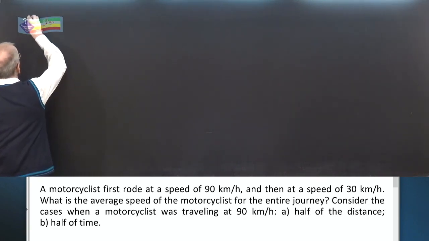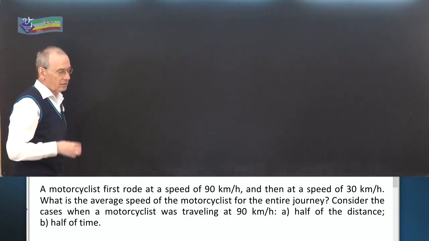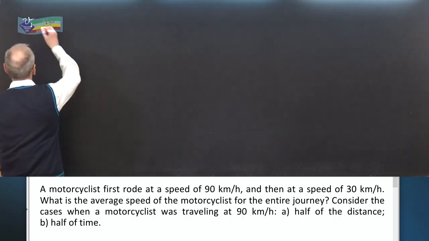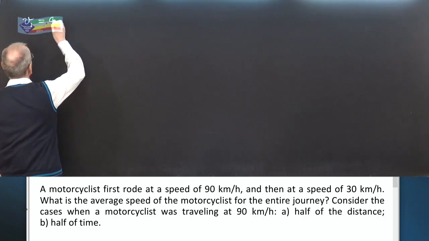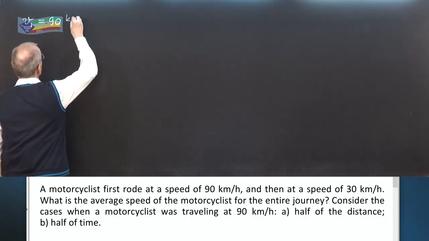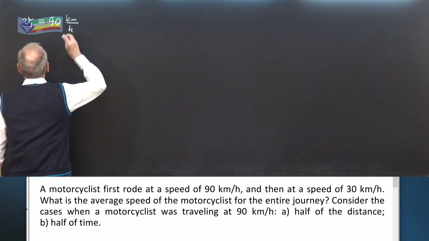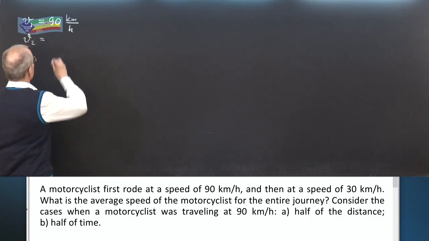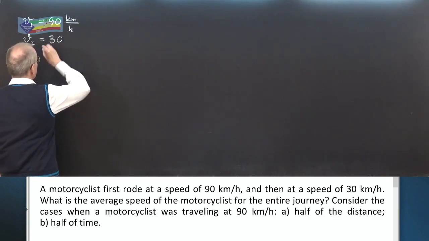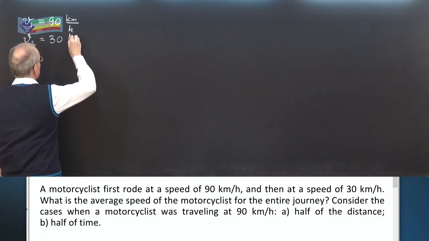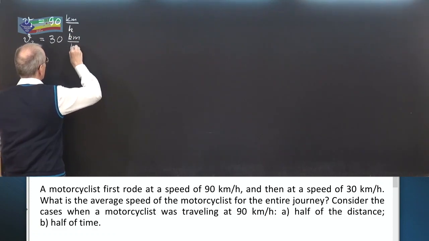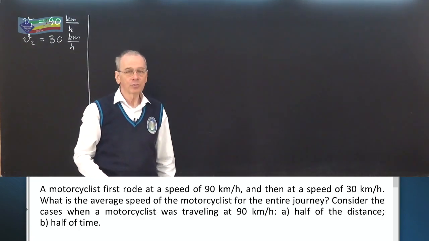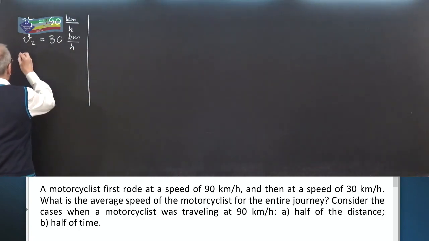For the first part of the journey of the motorcyclist, velocity is 90 kilometers per hour. V2 stands for the speed of the motorcyclist during the second part of his journey. We have to consider two cases. A case.